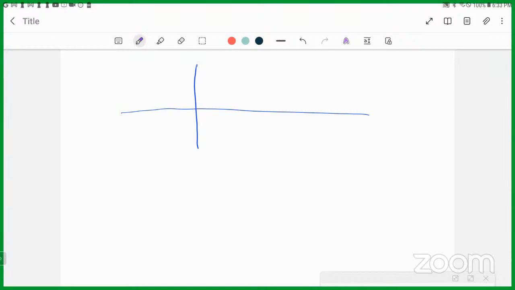I'll give you a straightforward one. This is f of x. I'm giving you 3 clear points on this one. No repeated roots. 3 clear points. Let this be minus 2. Make this be 2. And make this be 5.